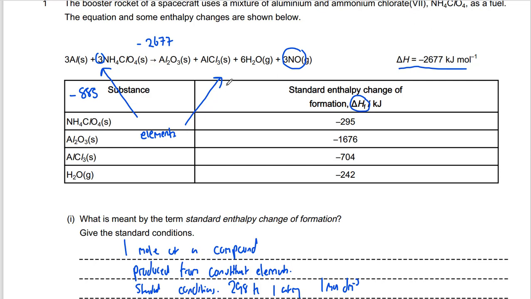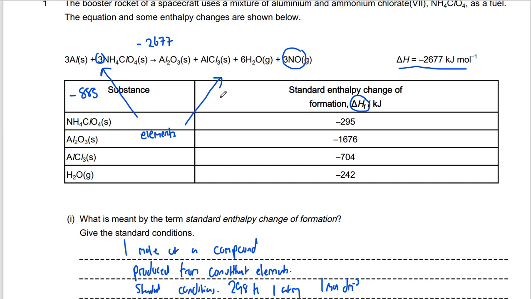Now, I've got to work out everything on this arrow apart from the bit I don't know. So let's just put it all in. I've got aluminium oxide, so that's minus 1676. Add that to 6 waters, so 6 lots of H2O, so 6 times minus 242. And I've missed aluminium chloride there as well in my haste. Add an aluminium chloride on, plus minus 704.